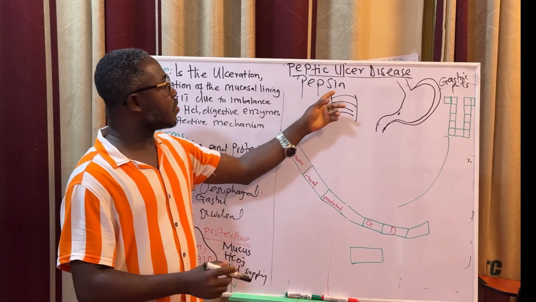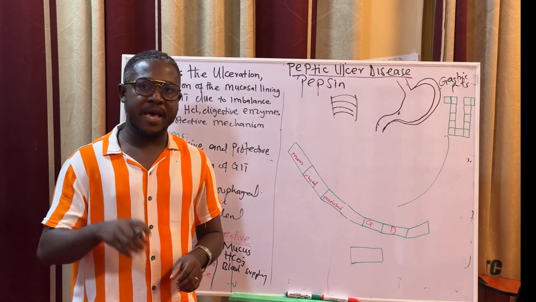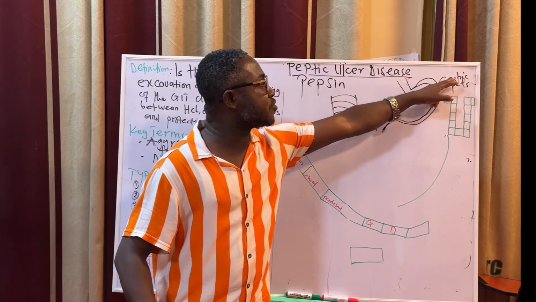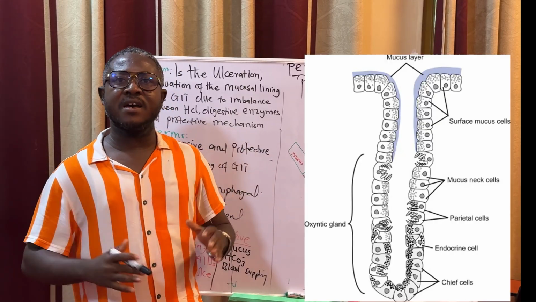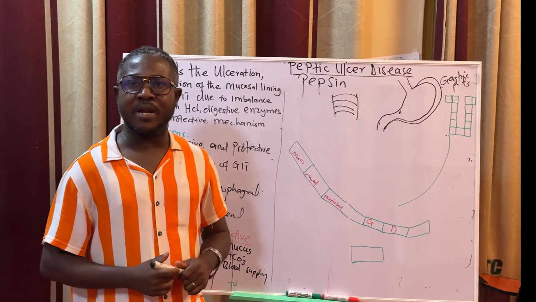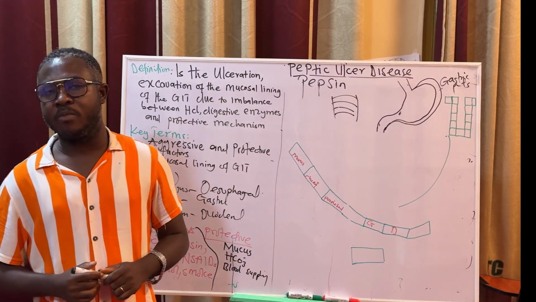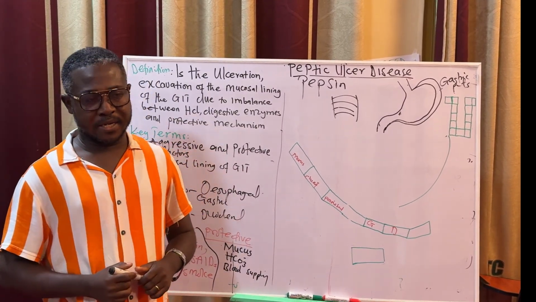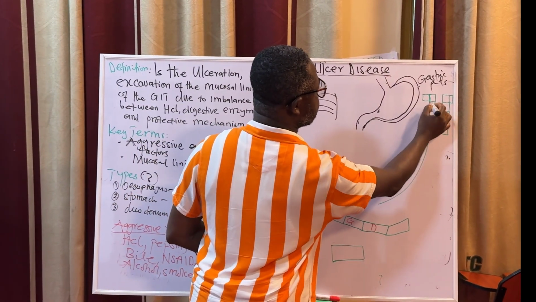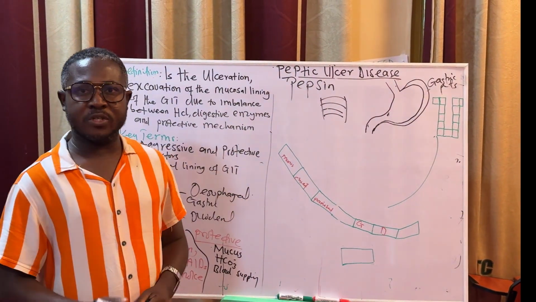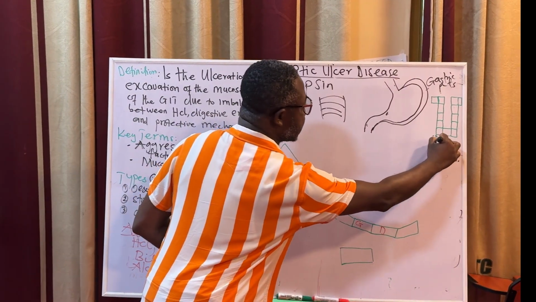Now within the mucosa lining, we have certain cells, and these cells are found within a certain pit known as the gastric pit. Within this gastric pit, we have several cells that help in the production of the hydrochloric acid to be released into the lumen of the stomach to aid in digestion. And so this is the pit that I'm referring to, which is also shown on the screen. Now I'm going to bring in this pit here.